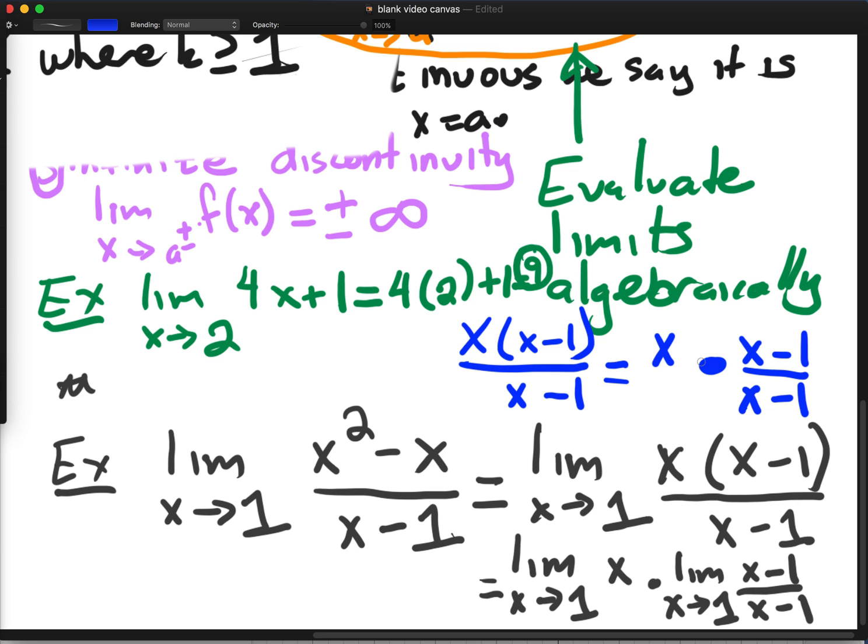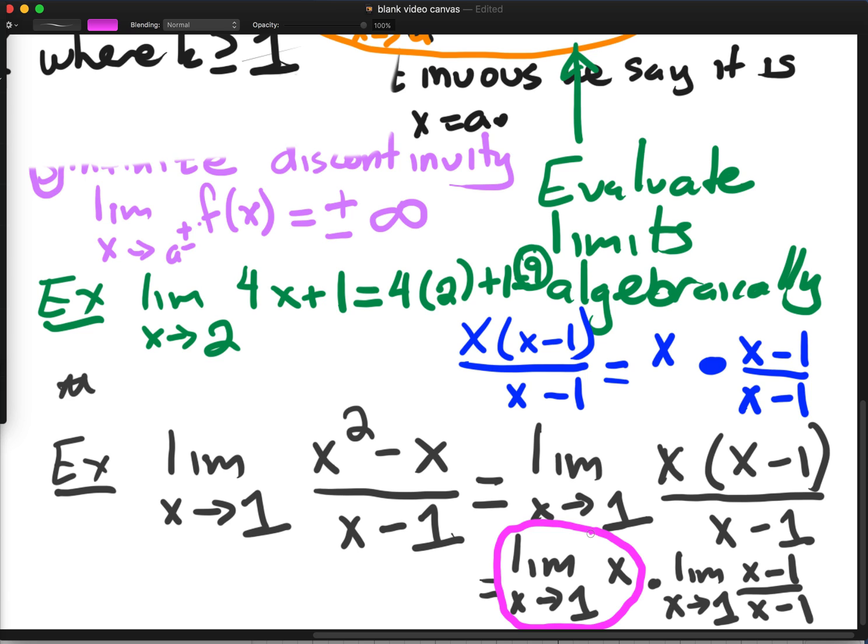Okay, now, take a look at these separately. This is the key right here, and we'll talk more about this next time. But what is this limit right here? Is that a continuous function? Yes, that's continuous, right? It's just x.